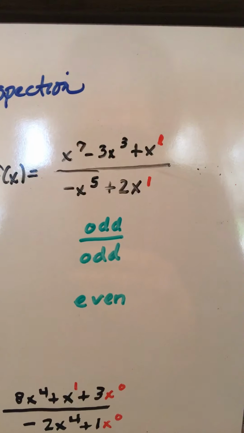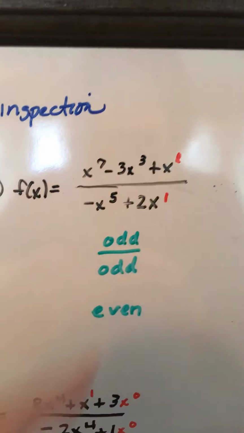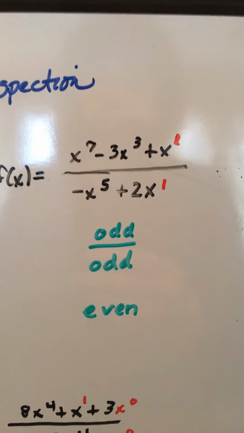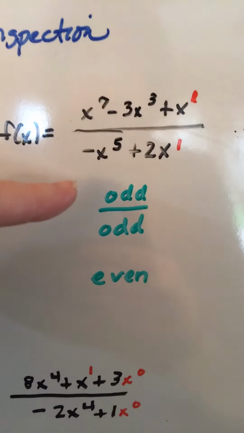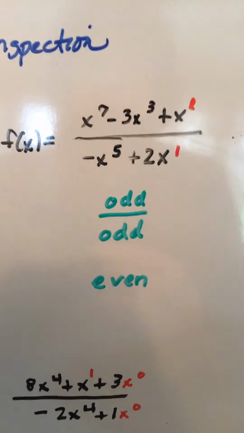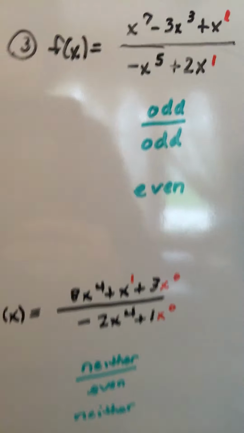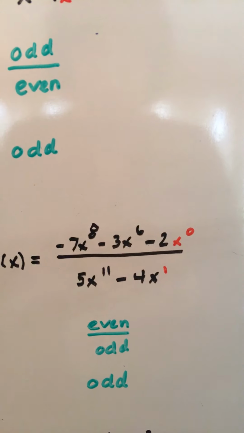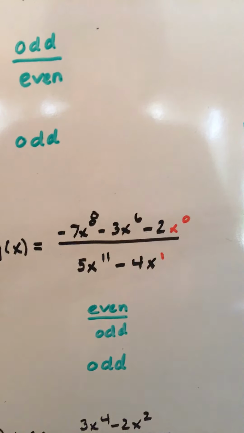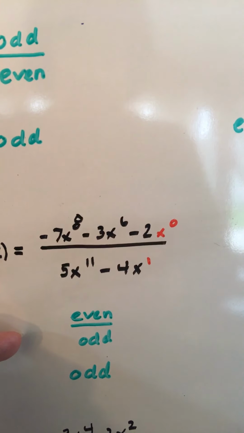Number 3. That's a 1. It's a really bad rendition of my red 1 there. But the numerator is odd, the denominator is odd, but odd over odd is not odd. Negative over negative is positive, so odd over odd is even. My example 4, note the numerator is even, the denominator is odd, so positive over negative yields a negative, so we're odd.